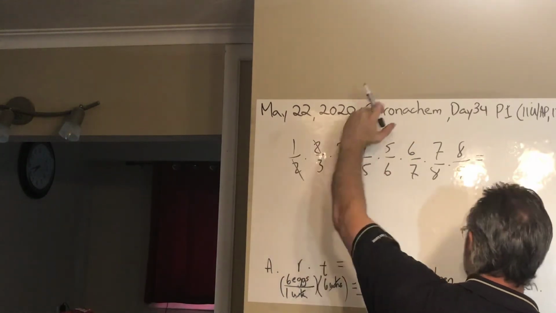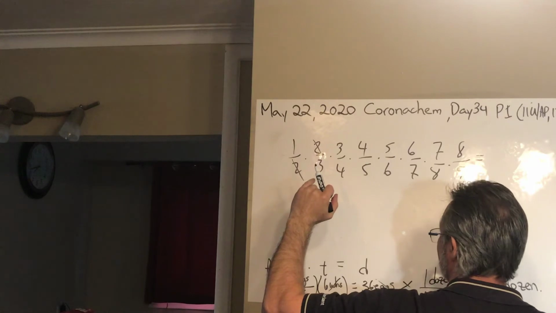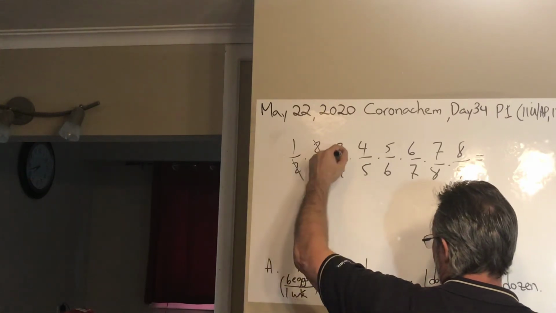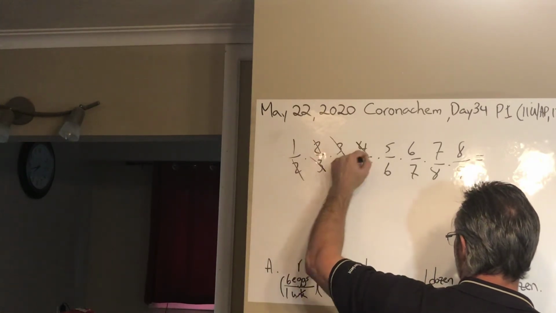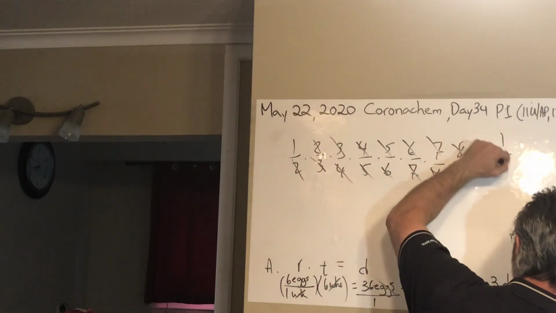They can be anything on top can cancel with anything on the bottom, as long as they're cancelable. And if they're the same, they're obviously cancelable. So you can cancel 3 with 3, 4 with 4, 5 with 5, 6 with 6, 7 with 7, 8 with 8. What are you left with? 1 over 9 is your answer.